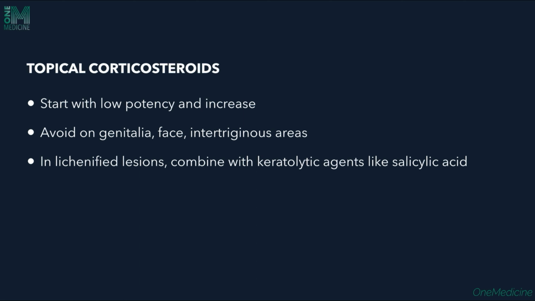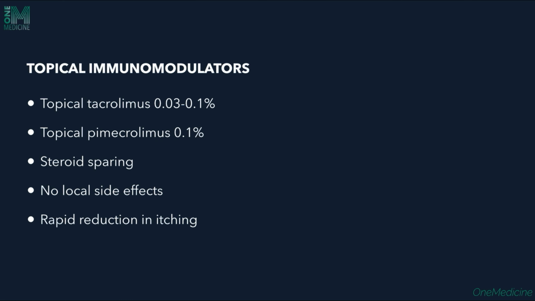Topical therapy with corticosteroids: they start with low potency and then increase the potency. Avoid use on the genitalia, face and intertriginous areas because of the side effects. In lichenified lesions, they can be combined with keratolytic agents like salicylic acid. Mostly in adults we see lichenified lesions and they can be combined with salicylic acid. Topical immunomodulators like tacrolimus and pimecrolimus can be given. They are steroid-sparing agents. They don't have the local side effects that steroids have, and they cause rapid reduction in itching. These are the advantages of using topical immunomodulators.